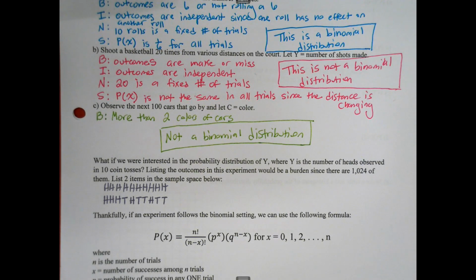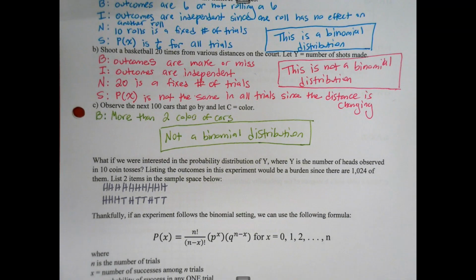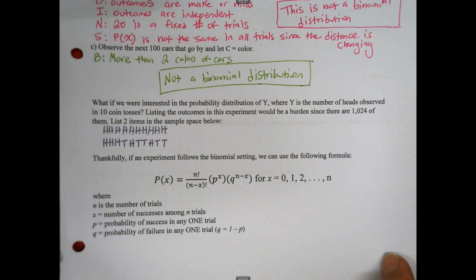When we looked at discrete probability distributions in the previous section, we saw that the easiest way to make that probability distribution is to write out the entire sample space, and then we could count up how many options there are and create our probability distribution in that way. But thankfully, if an experiment follows a binomial setting, we can use the following formula in order to write out the probability of different things happening.